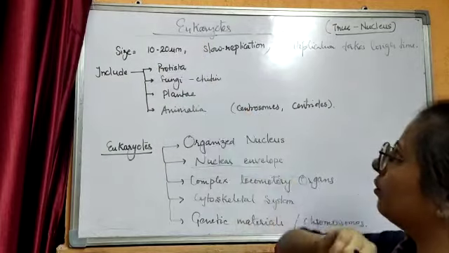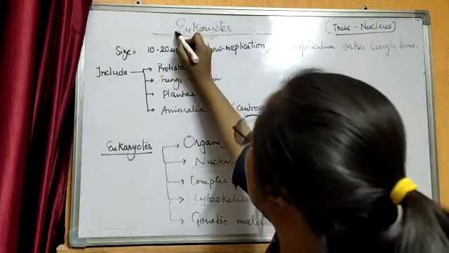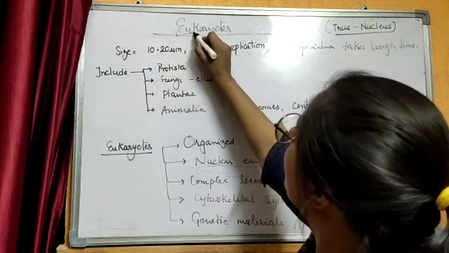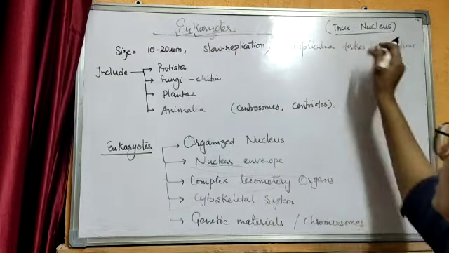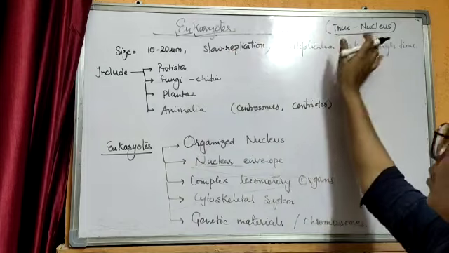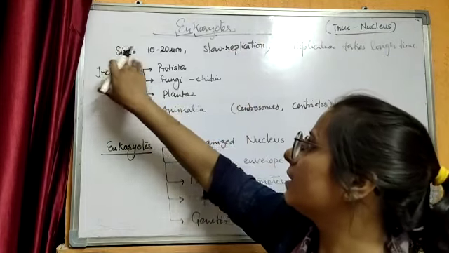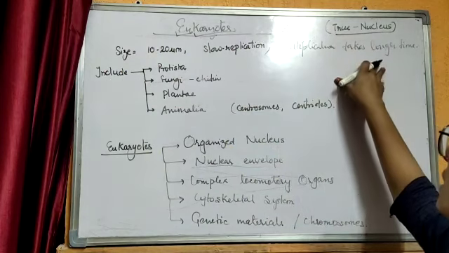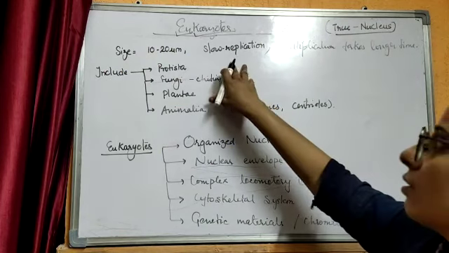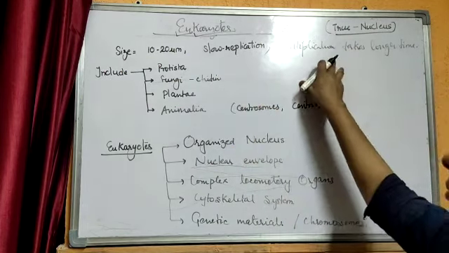Now we will study the eukaryotes. Eukaryotes are organisms that have a true nucleus. Eu means true and karyote means nucleus. Their size ranges from 10 to 20 micrometers, and replication or multiplication takes longer and is a slower process than in the prokaryote.